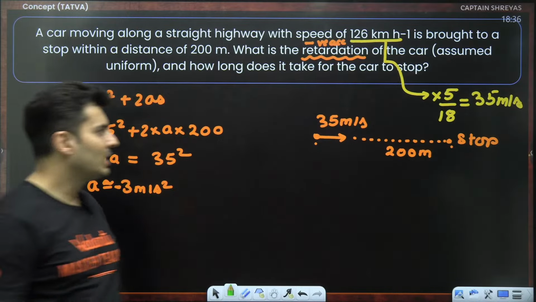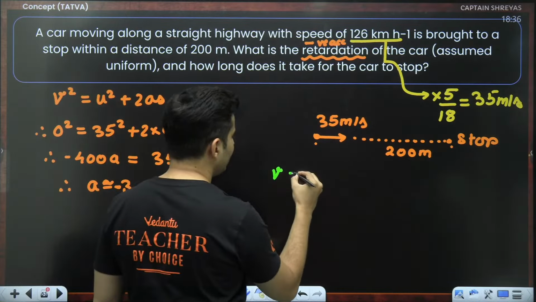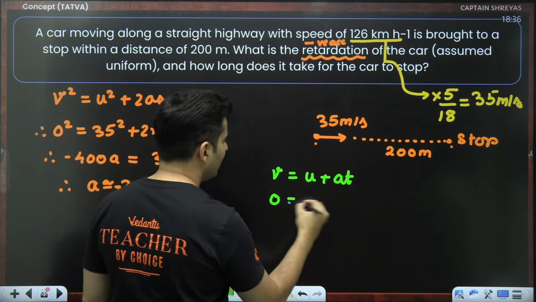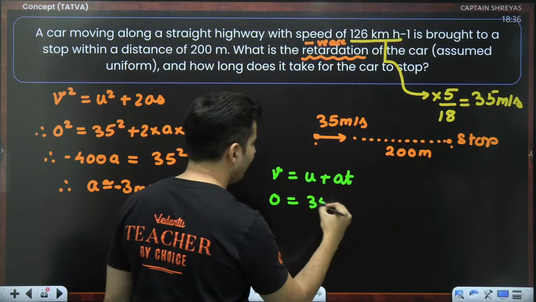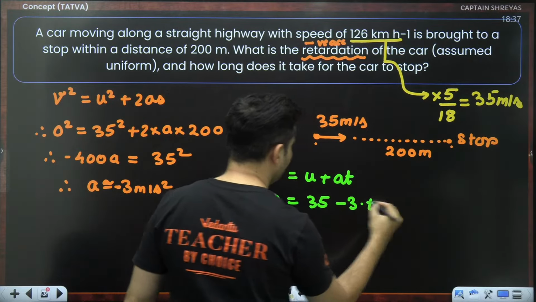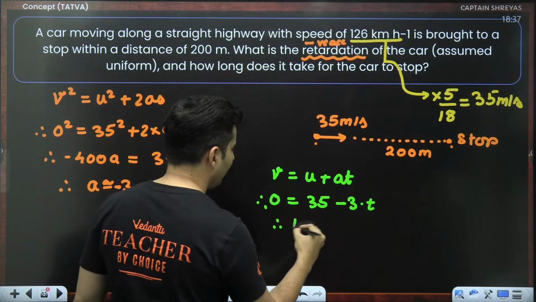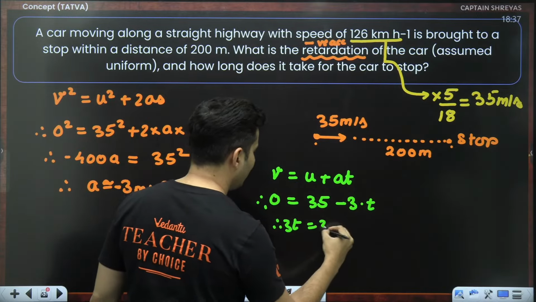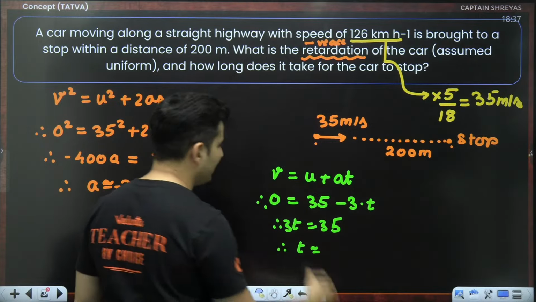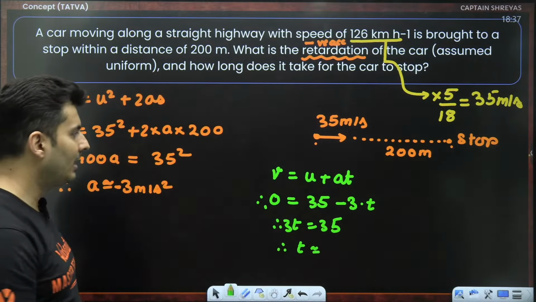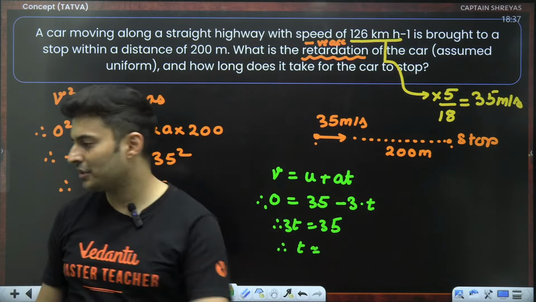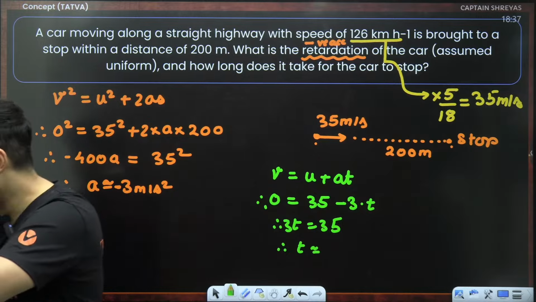Yep, perfect. So let's say we use V is equal to u plus at. Final velocity 0, initial velocity 35, acceleration is negative 3 approximately, into time. So therefore, 3 times time will be 35. So time will be slightly less than 12 seconds, correct? So how much will it be, guys?